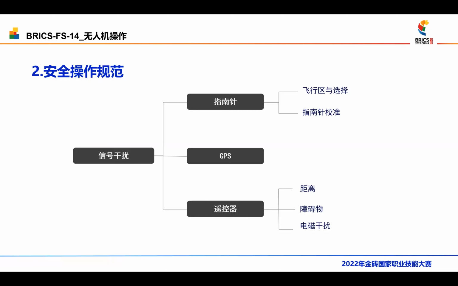During the assembly, the GPS should be kept away from other electronic equipment. And finally is the remote controller. During the flight, the UAV and the remote controller should be kept within a reasonable range, and the flight site should not have tall obstacles, so as not to affect the signal transmission.